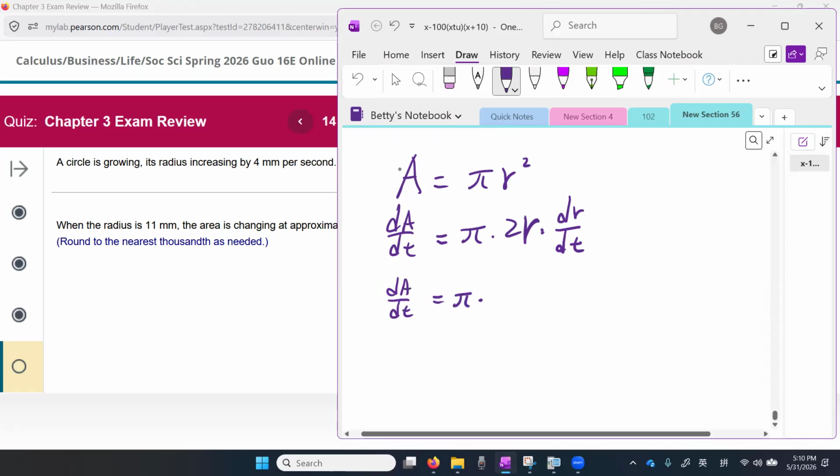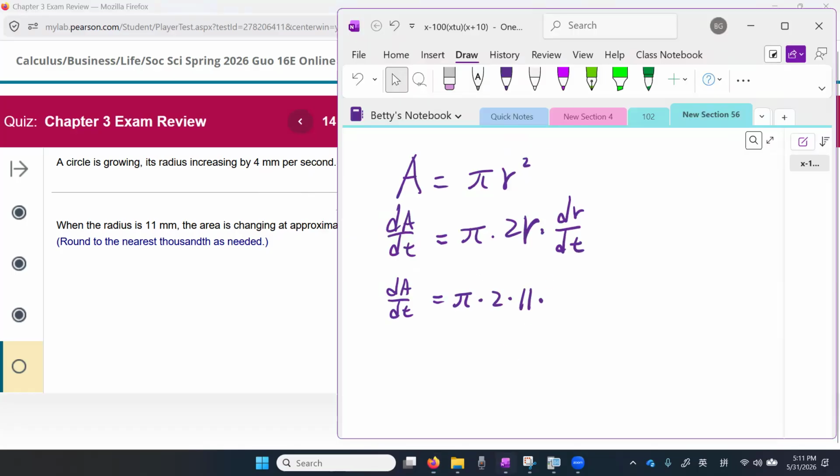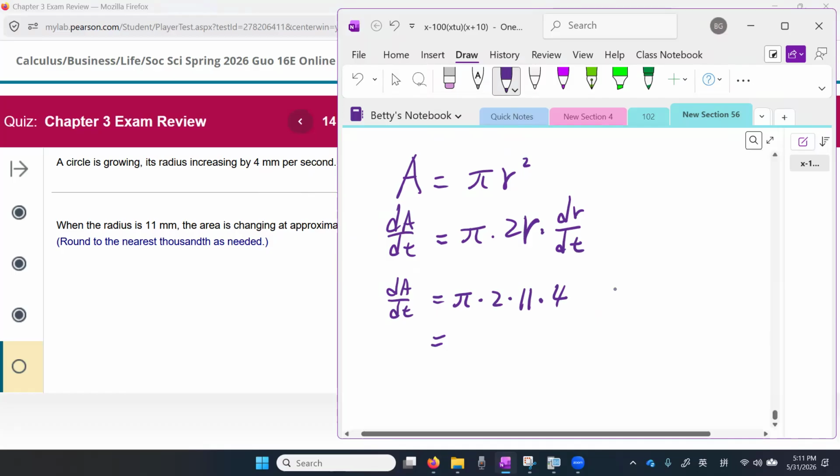Pi is a constant. r is 11. dr/dt, the radius increasing by 4 millimeters per second, so dr/dt is 4. That gives 2 times 4 is 8. 8 times 11 is 88. 88 pi.